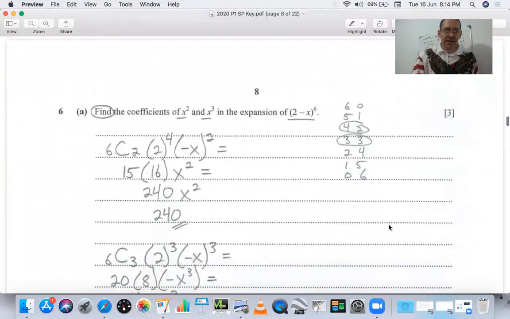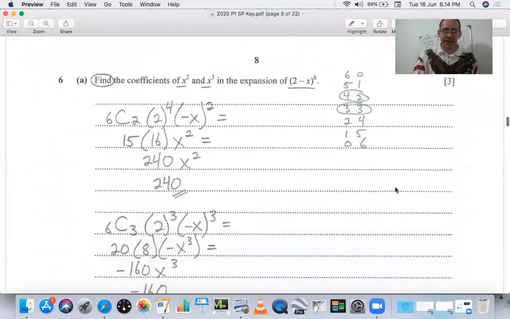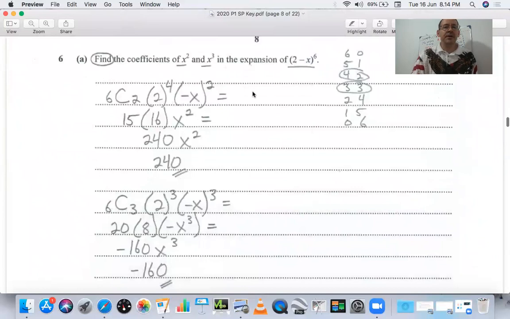Now we move into number 6. This is a binomial expansion. Find the coefficients of x squared and x cubed in the expansion of 2 minus x to the 6th power. So if you notice, what I did is I used the mental approach, the possible combinations that give you 6 by addition: 6, 0; 5, 1; 4, 2; 3, 3; 2, 4; 1, 5; or 0, 6.